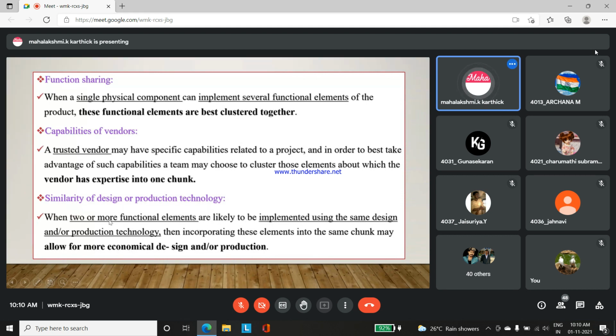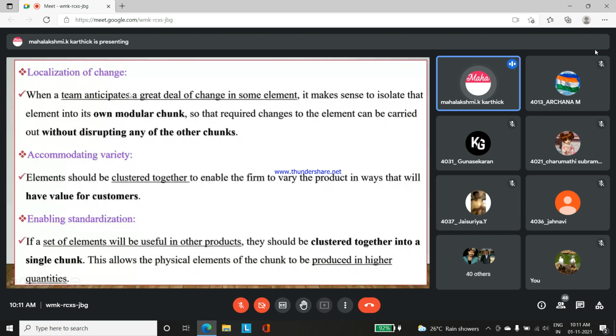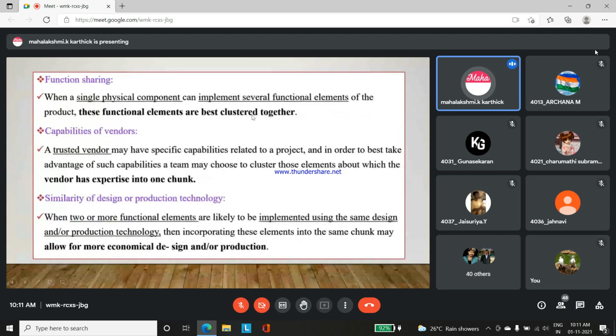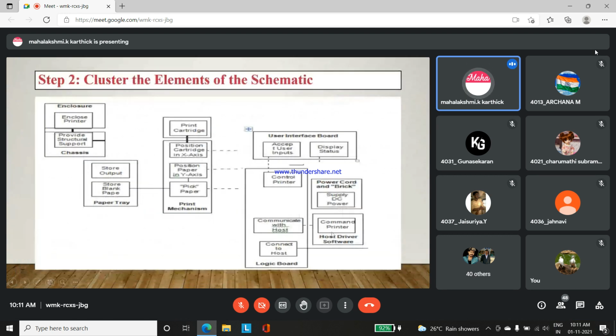That's the point here. When two or more functional elements are likely to be implemented using the same design and production technology, then incorporating these elements into the same chunk may also allow for more economical redesign and production. Okay. Localization of changes. If you are depending on a modular architecture, replacing some particular part is not going to affect the other parts. So these things will be helpful when you go for clustering.